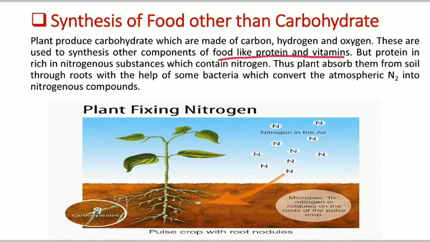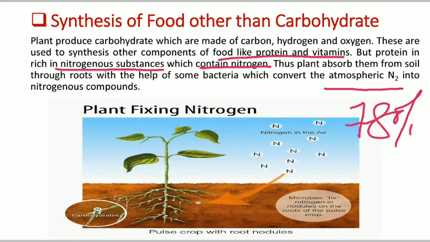But proteins are rich in what? Nitrogenous substances, and that's why they contain nitrogen in excess. As we all know, we human beings as well as plants cannot directly convert the nitrogen from the atmosphere, because you have already read in class 6 that the atmosphere contains 78% of what? Nitrogen, right? So what does the plant do? The plant absorbs it from the soil through the roots with the help of some bacteria which convert atmospheric nitrogen into nitrogenous compounds.